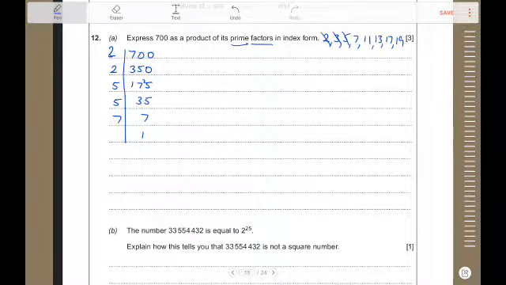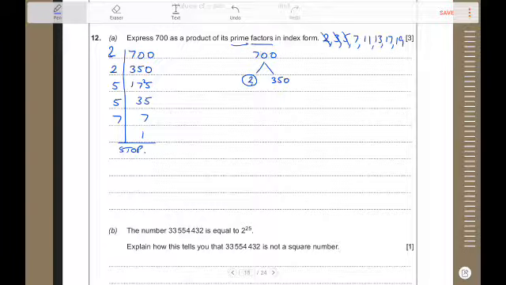And the answer is 1. Now, when you get to this point, you stop. You know you finished. Okay? Now, if we're going to do the tree way, then you take 700 and you split it into a prime factor, if it goes into it, and the other number that it multiplies by to equal 700.